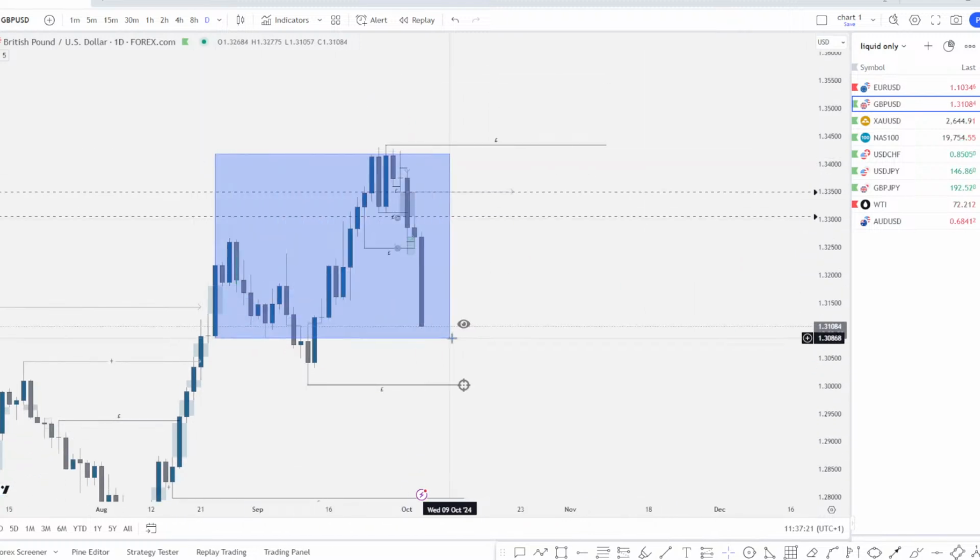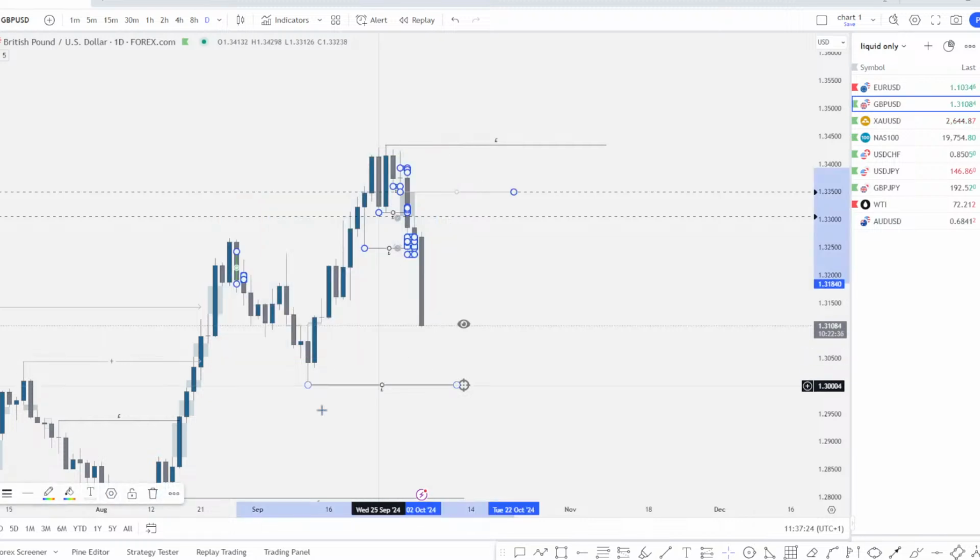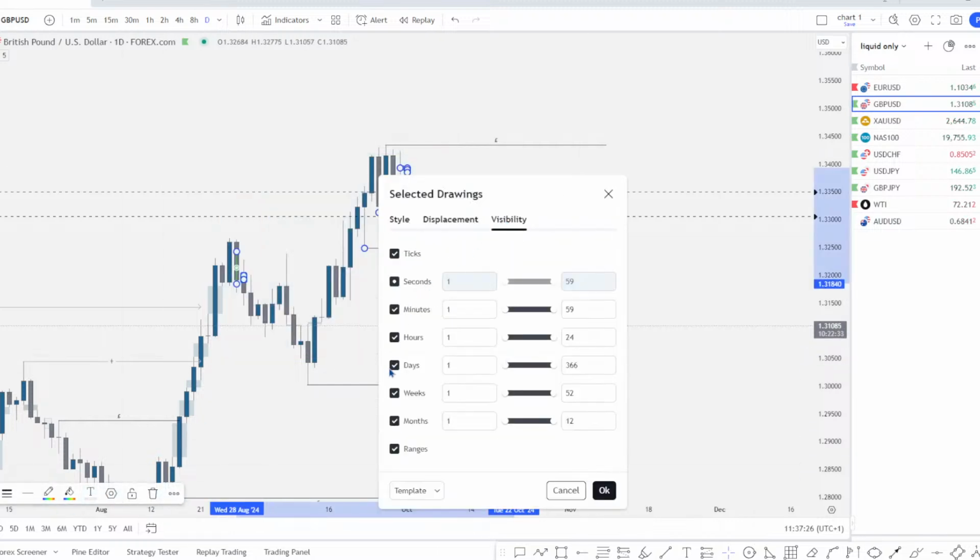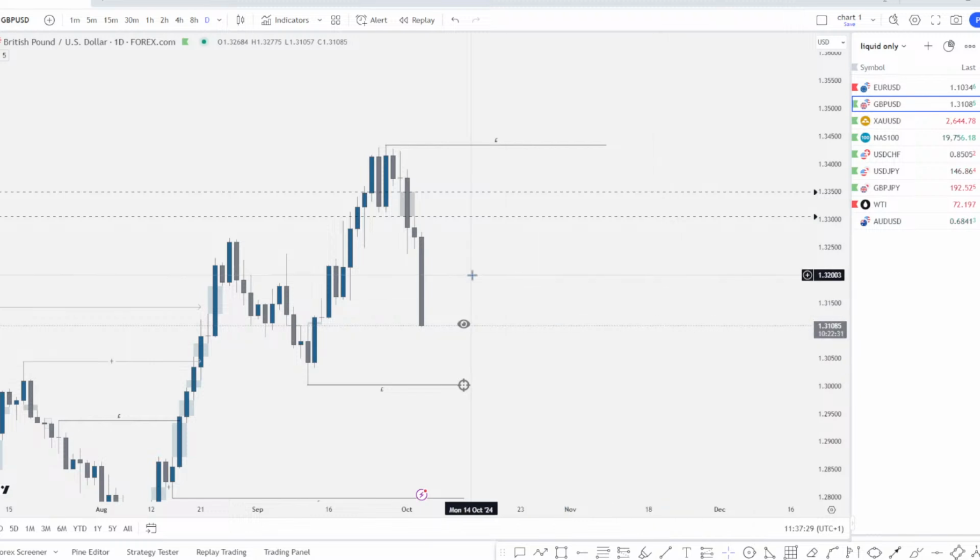I'm going to clear up all this stuff here. Change the visibility.